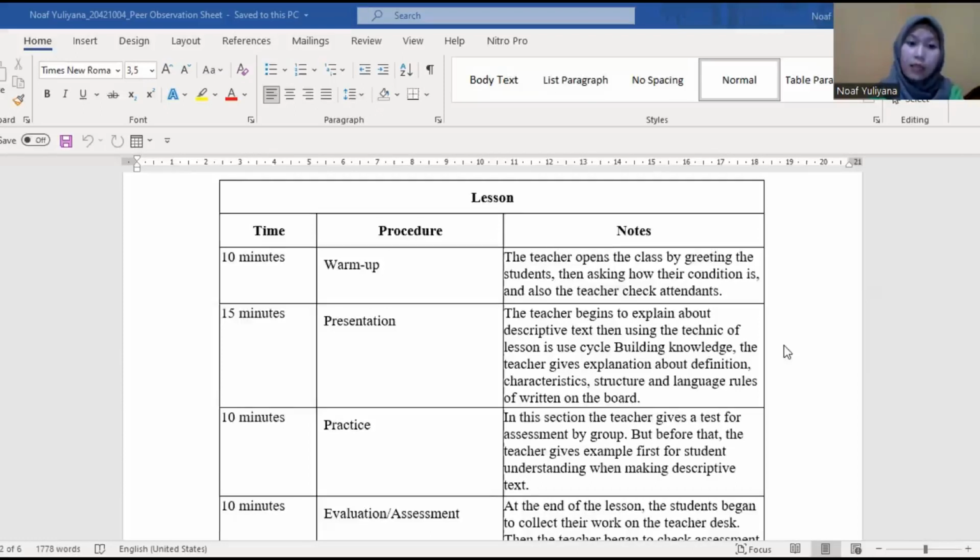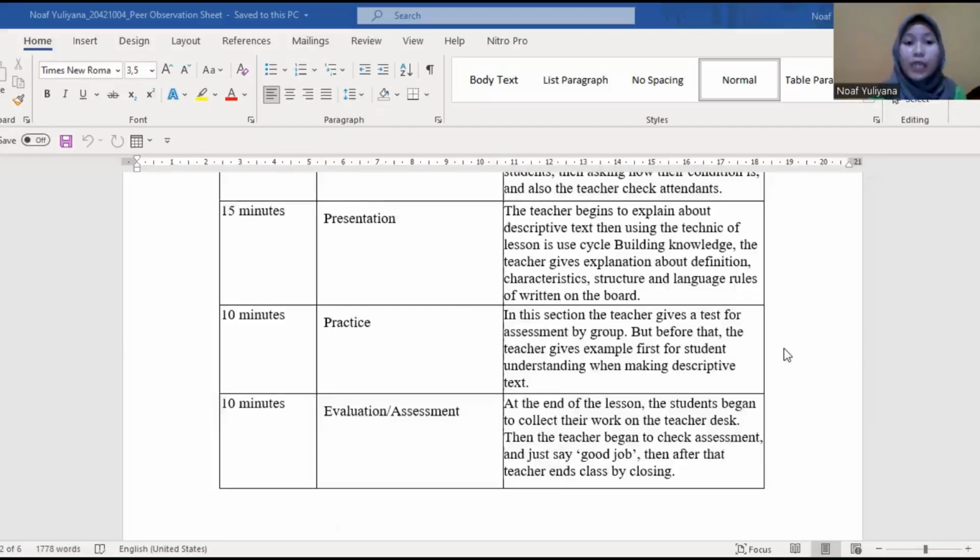Okay, the next is 15 minutes in presentation. The teacher began to explain about descriptive text using the technique of the lesson, the cycle of building the knowledge. The teacher gave an explanation about the definition, characteristic, structure, and language rule, written on the board.